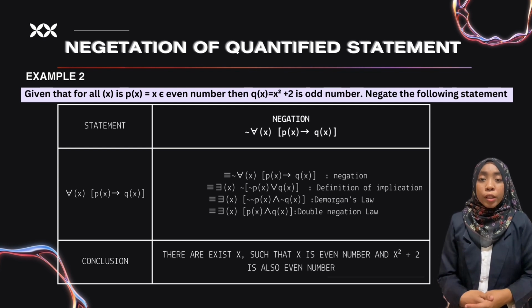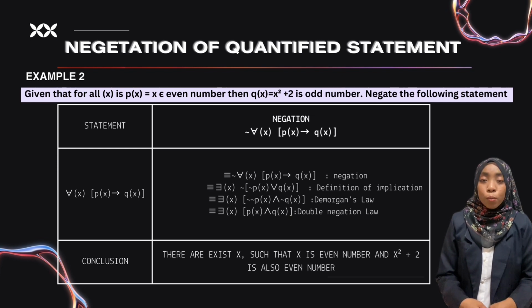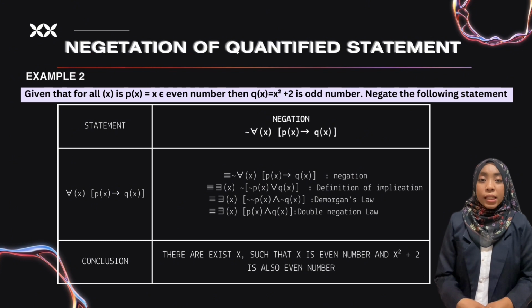Next, we use De Morgan's law to separate the negation, and it will be there exists x, negation px and negation qx. Then we use the double negation rule to simplify the statement, and the result will be there exists x, px and negation qx. So the conclusion is there exists x such that x is even and x power of 2 is also an even number.